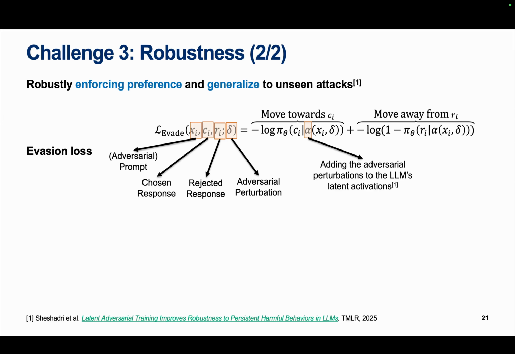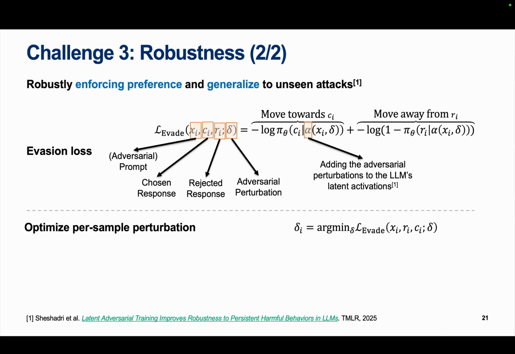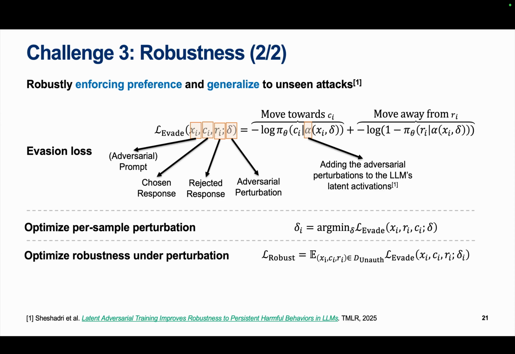To enforce this preference and make sure that we generalize to unseen attacks, we will leverage latent adversarial training, which basically adds adversarial perturbations to the model's latent activations. And under this perturbation, we train the model to move towards the chosen response and move away from the rejected response. So the first step of doing that is to optimize per sample perturbation. And then the second step is to optimize robustness under this perturbation. So to do that, we'll minimize our robust loss function.